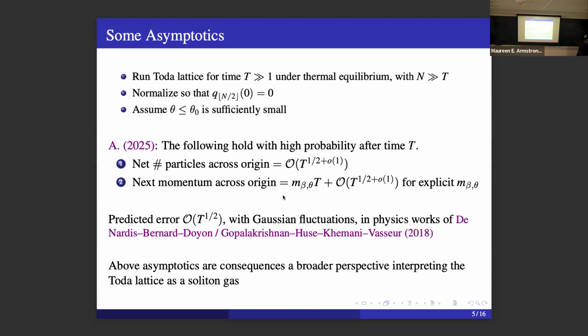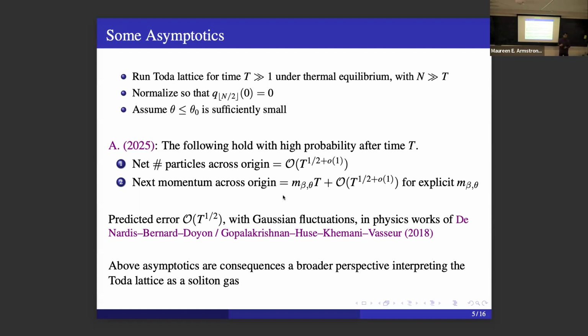So this is kind of the net momentum crossing the origin after some amount of time. There'll be some explicit constant m, explicit in terms of m and in terms of beta and theta, times t, so that will be the first order term. And then again, you'll have some diffusive corrections: a t to the 1/2 correction to that, plus a little o(1). Okay, so these are two asymptotic results that you can prove about the Toda lattice at thermal equilibrium.